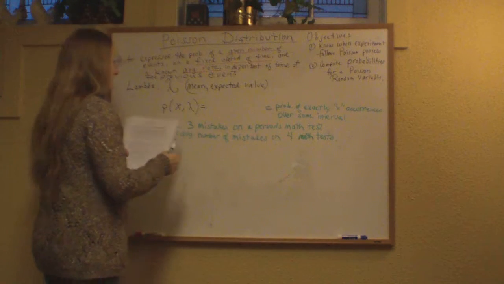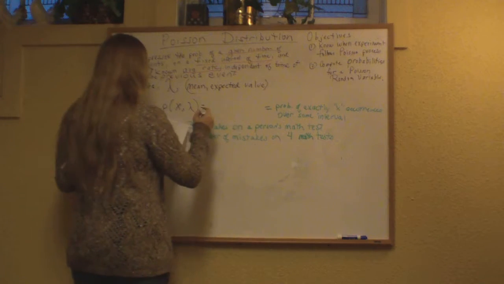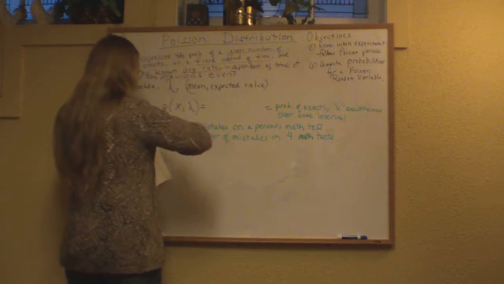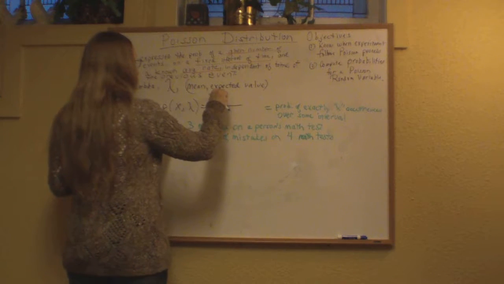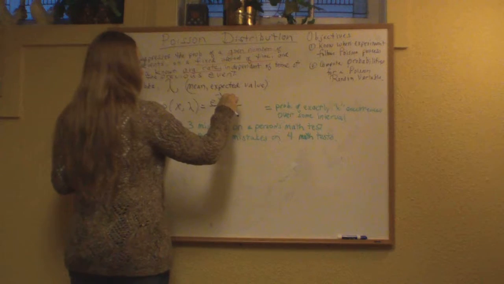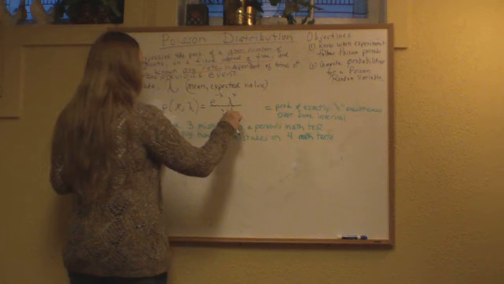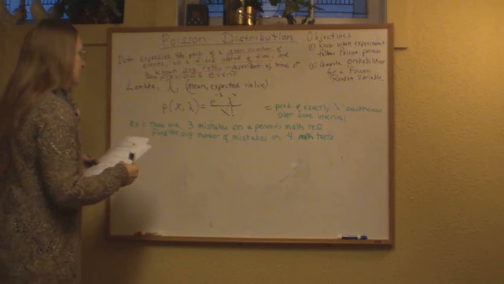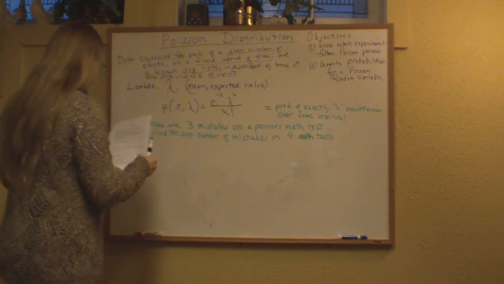So the probability of exactly x outcomes over some interval is represented by this formula. This is equal to e to the minus lambda times lambda raised to the x power over x factorial. Now e is just a constant, and the other variables are part of the problem.